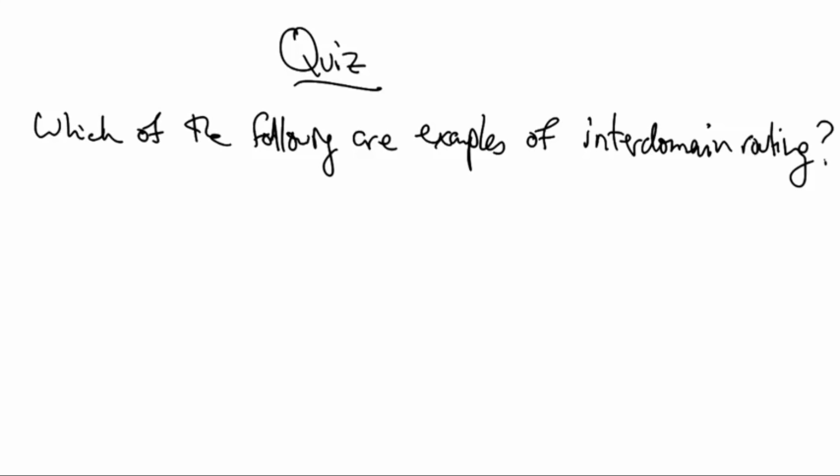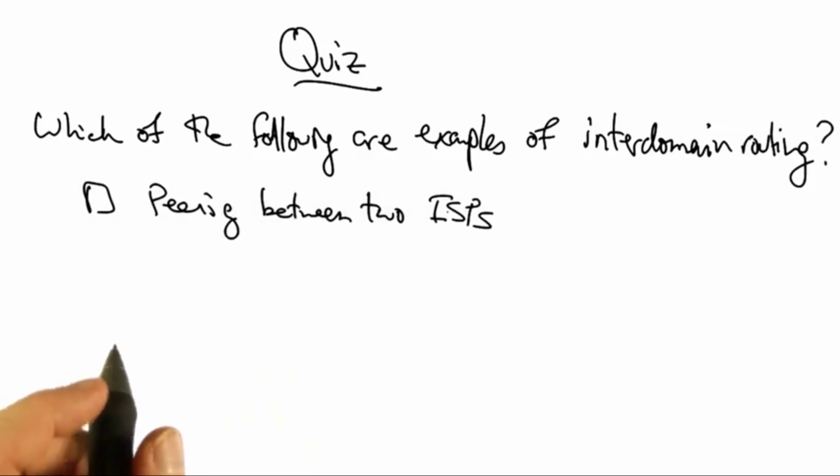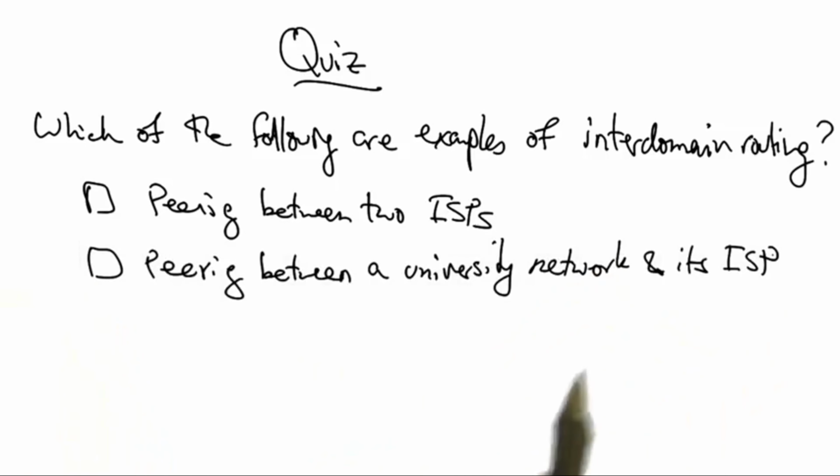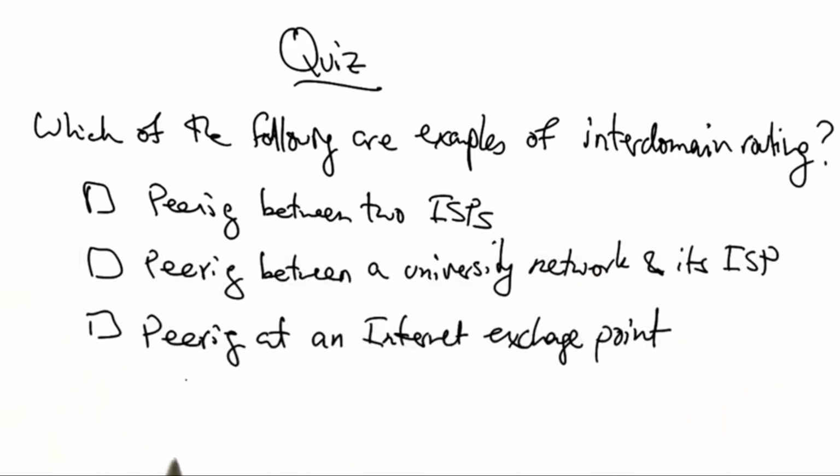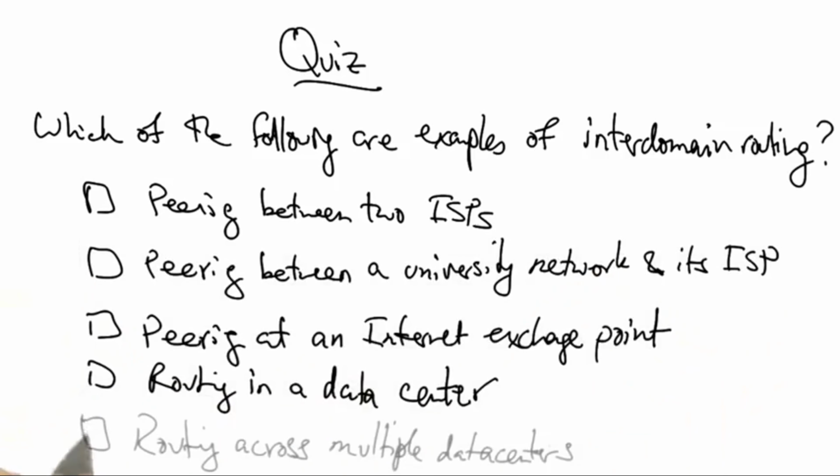Which of the following are examples of inter-domain routing? Peering between two internet service providers, peering between a university network and its ISP, peering at an internet exchange point, routing inside a data center, or routing across multiple data centers. Please again check all that apply.